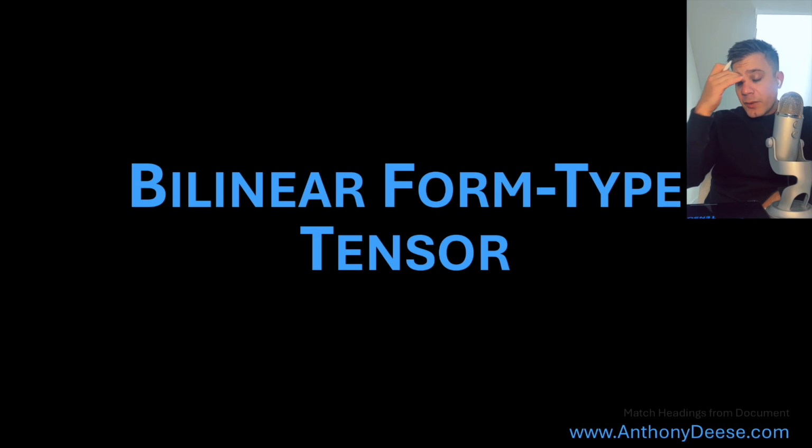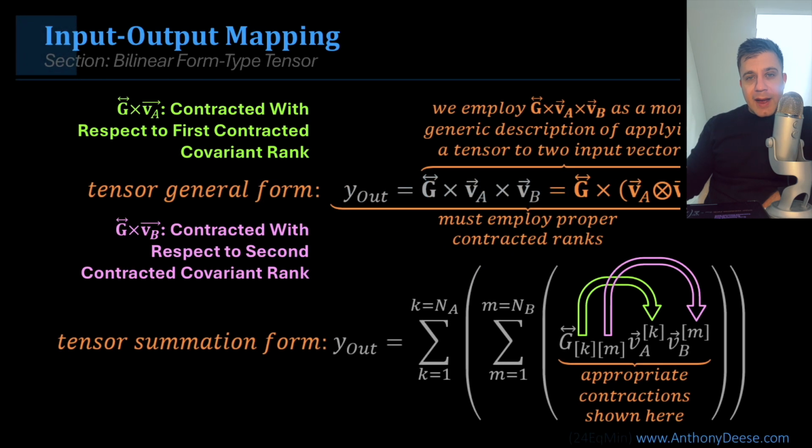Now, the bilinear form type tensor: initially I had planned on doing a separate video on this, similar to the linear map type tensor video. However, there doesn't seem to be a huge amount of interest in that, so I decided to provide a very brief overview of what a bilinear form is, and then recap some of the topics touched on here, before I talk about the real topic of this section in a minute.